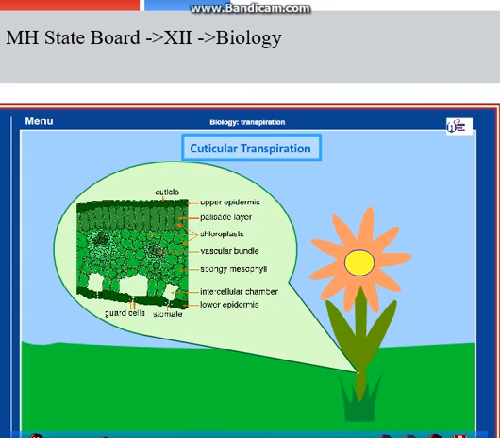The cuticle retards the loss of water but is not strictly impervious to water. About 8 to 10% of water loss occurs through cuticle by simple diffusion. This is known as cuticular transpiration.